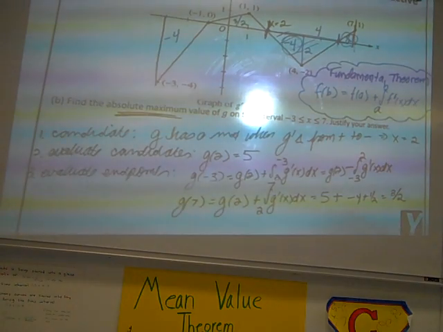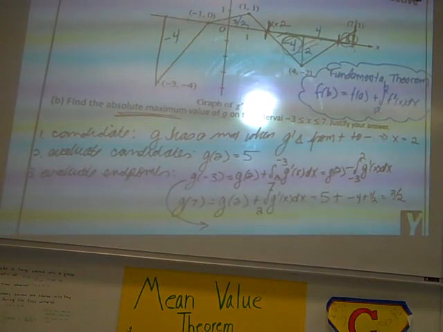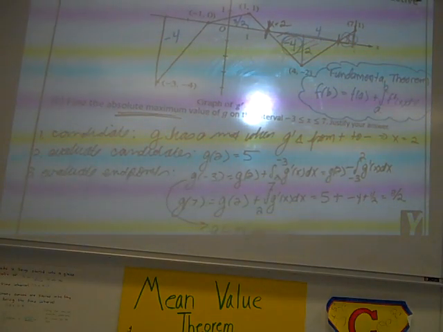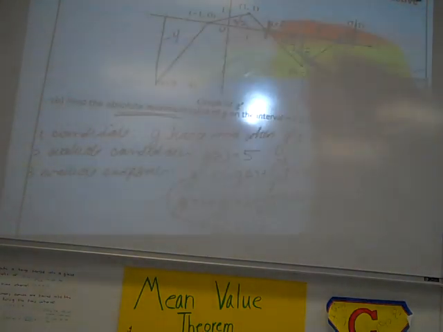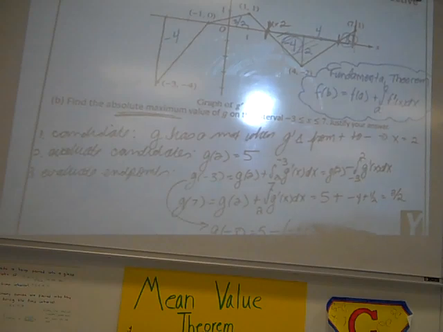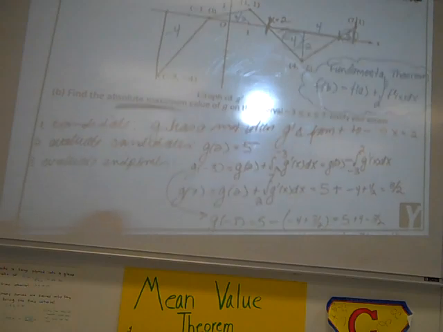So g of negative 3, a little bit of bad planning on my part. G of negative 3 is 5 minus the total area from negative 3 to 2. That's negative 4 plus 3/2. We get 5. If I distribute the negative, I get plus 4 minus 3/2. 5 plus 4 is 9 minus 3/2 is 15 over 2. As a decimal, that's 7.5.